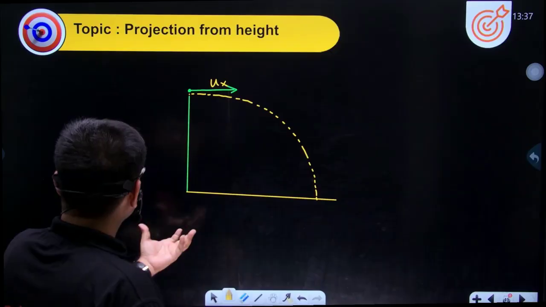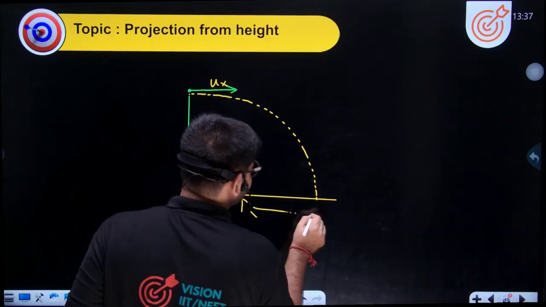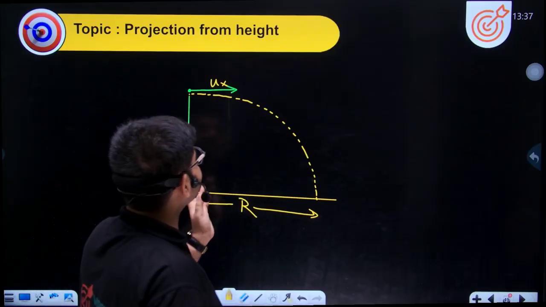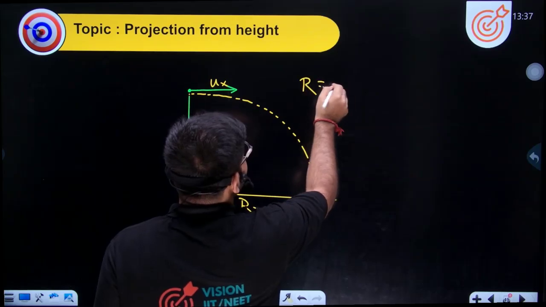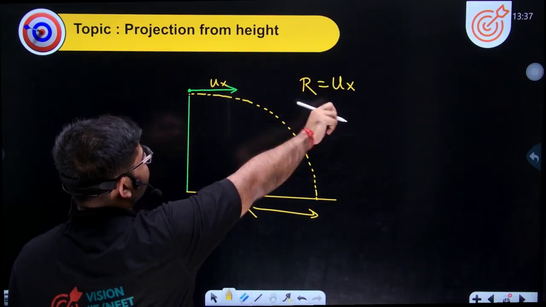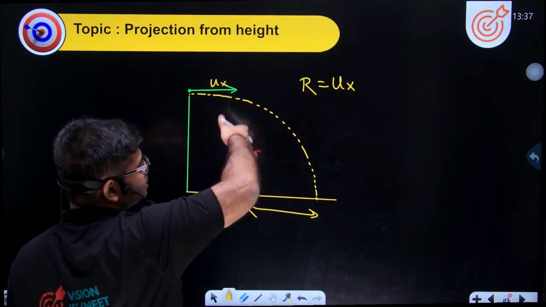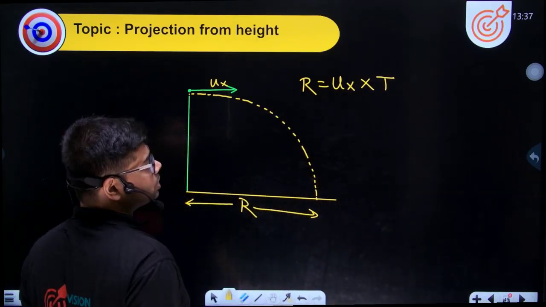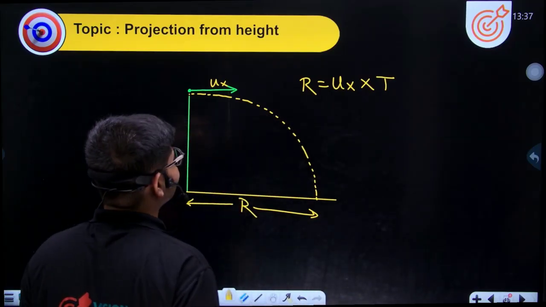So here, if I ask you what is my range, this is called the range here. You will say that range is nothing but ux into t. Same thing, ux is not changing. Here also the x-axis velocity is not changing, but the y-axis velocity is changing. So ux into t is going to be my range. T is the time of flight. How will we get the time of flight?